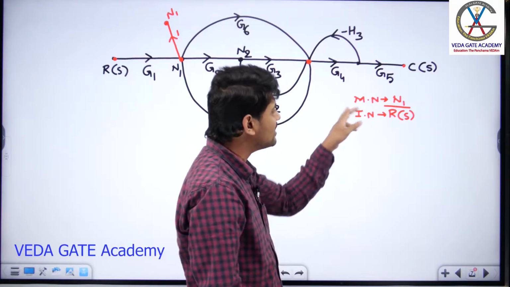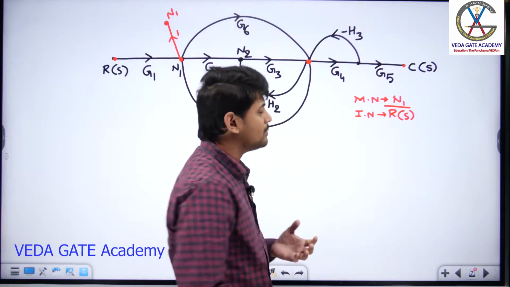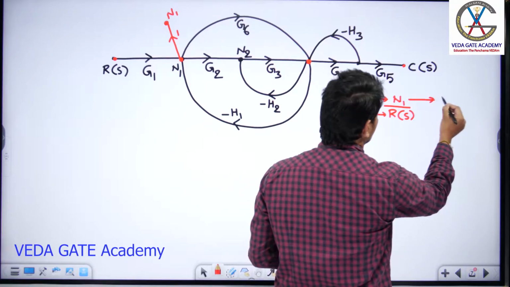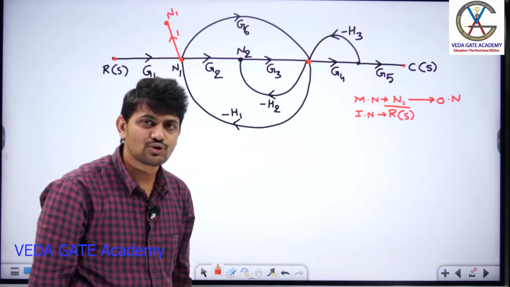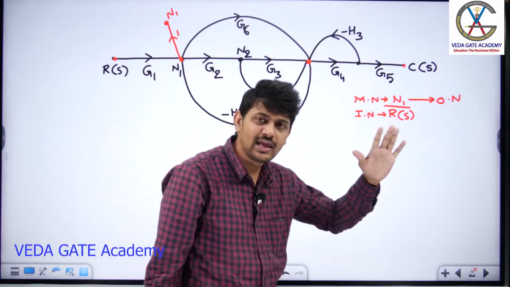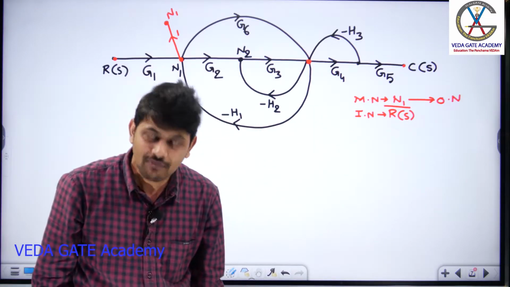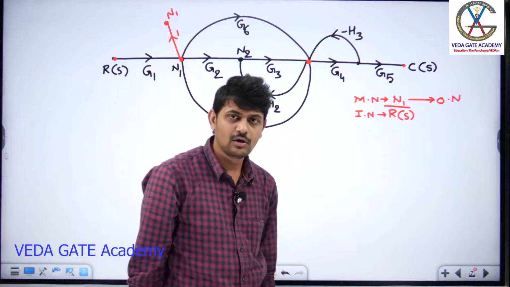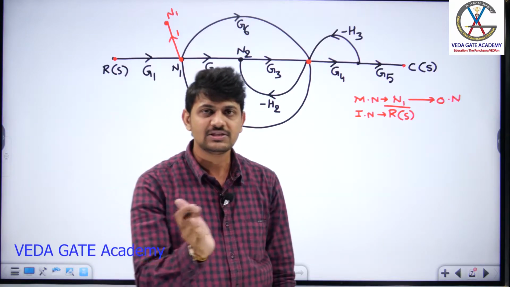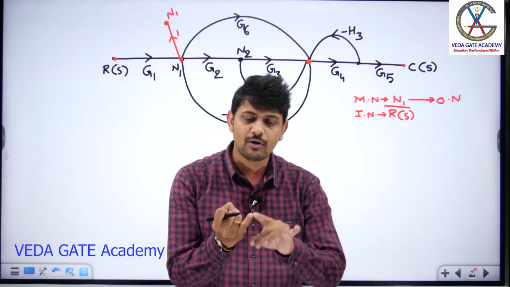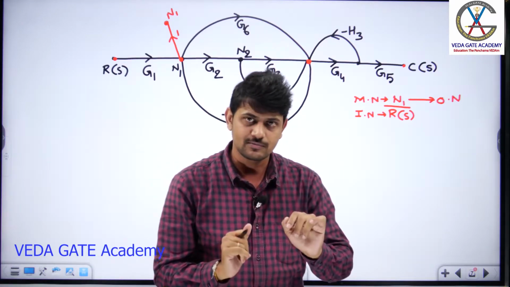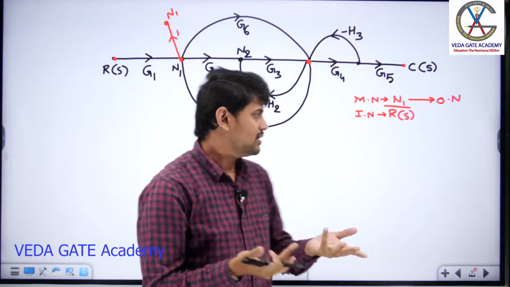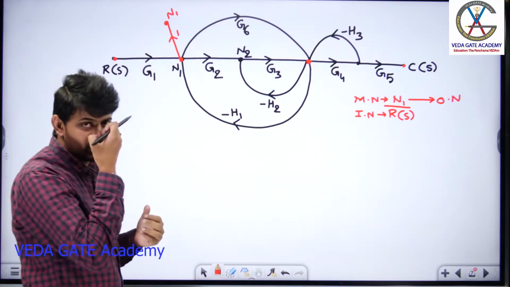Since N1 is a mixed node, but according to the properties, I can convert this mixed node into an output node. Since there is a possibility of converting a mixed node into an output node, I can comfortably apply Mason's gain formula between a mixed node and an input node. So the point you have to understand at this instant is that we can apply Mason's gain formula between output and input node, as well as between mixed node and input node. Are you following what I am conveying? Right. So you can apply the same thing over here, then you will get the answer.